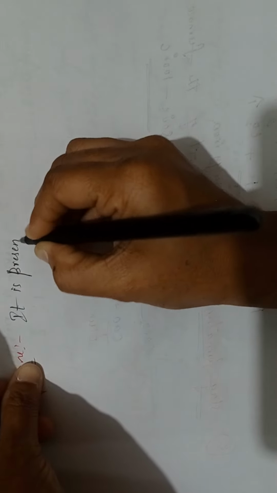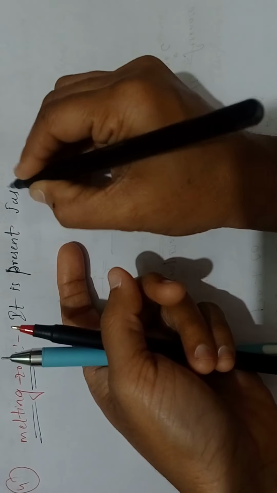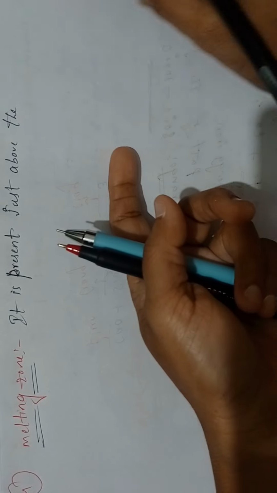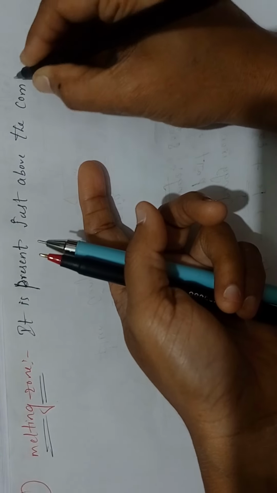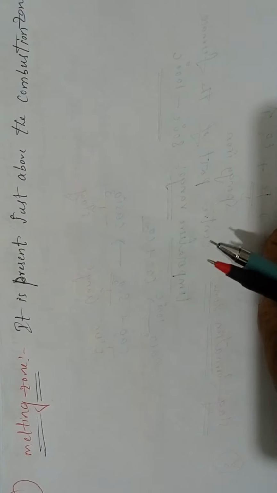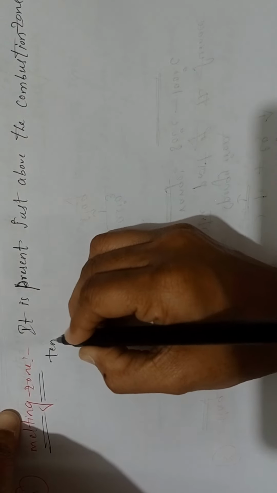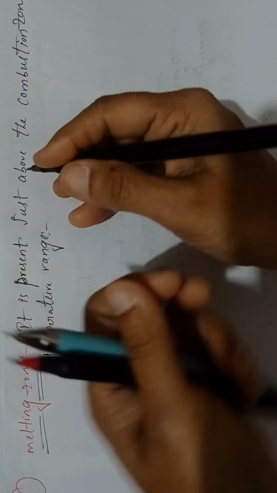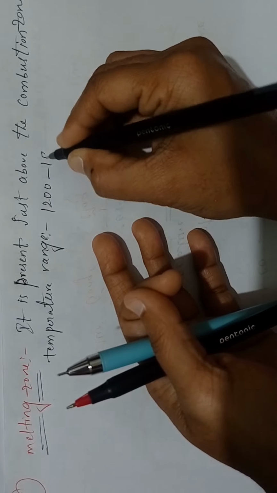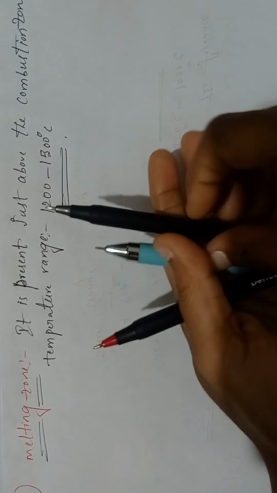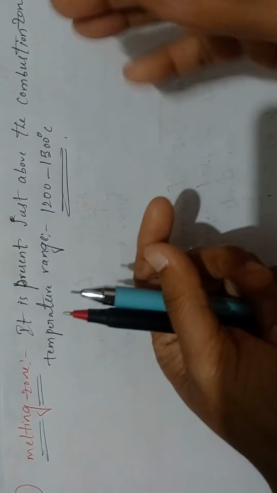It is present just above the combustion zone. Are you clear? Just above the combustion zone, students. What is the temperature range here, students? The temperature range is 1200 to 1500 degrees Celsius. This is the temperature range. Are you clear? So what is the melting zone, students? It is present just above the combustion zone.